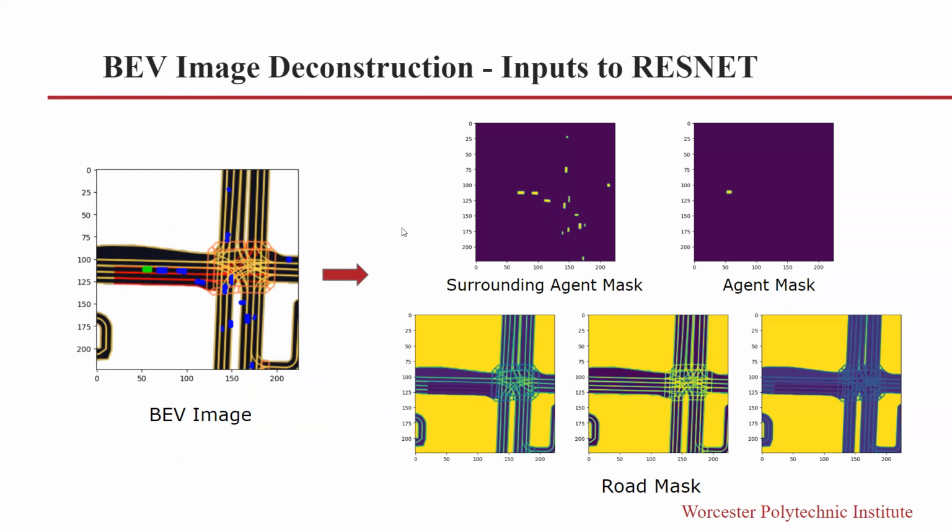So we deconstruct this image into 5 individual channels. The first channel would be the surrounding agents mask, which only consists of the agents that surround the agent in consideration, and the agent mask, which only has the agent in consideration. And then we have the road masks. There are 3 different masks for the roads, and the first mask consists of the lane data. This highlights the lanes of the road, and the second one highlights the lanes as well as the pedestrian crossings and other important features. And the third mask only highlights the drivable road surface in the image.